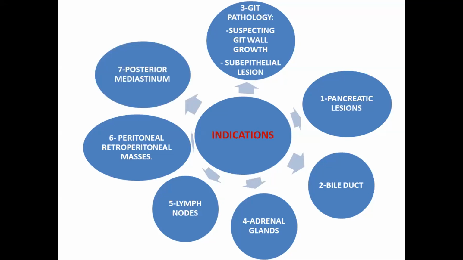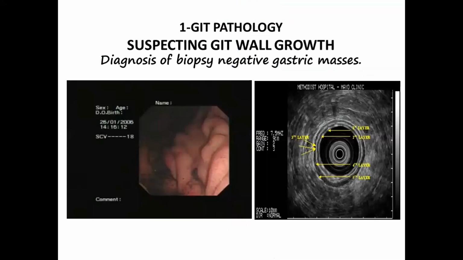Let us talk about two of the non-classic indications of tissue sampling. And I think this is very important. The first one is GIT pathology, when there is a suspected GI wall growth and the endoscopic biopsy is negative.